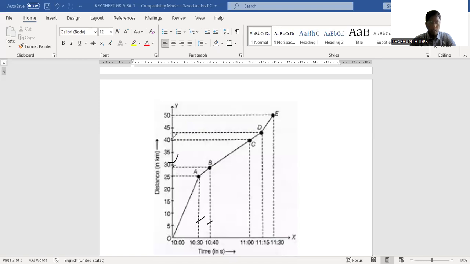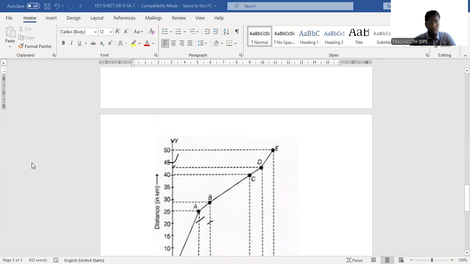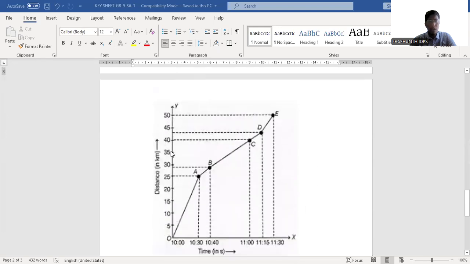Then at 11 o'clock, where is the train? It has traveled 40 kilometers. Then at 11:15, it has traveled not 45, it is less than 45, that is 42. I have considered 42 here. And then at 11:30, finally it has traveled 50 kilometers.